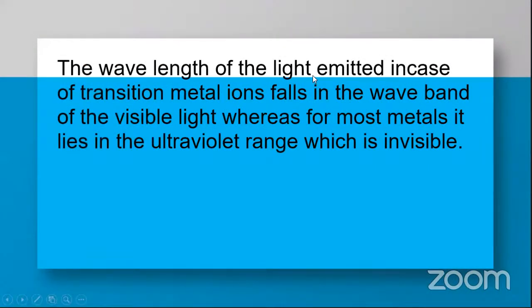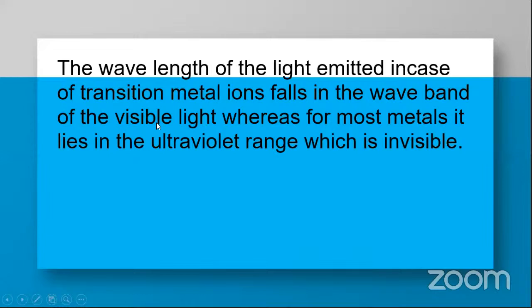Then the wavelength of the light emitted in the case of transition metal ions falls in the wave band of visible light, whereas for most metals, it lies in the ultraviolet range, which is invisible. So here physics comes in. I don't know how many people have covered light in physics. If there is anybody, you can intervene and save the situation.